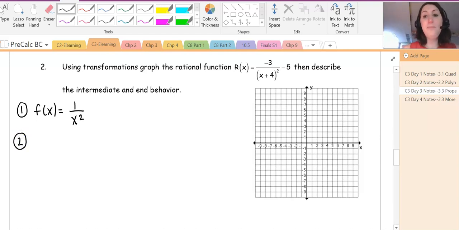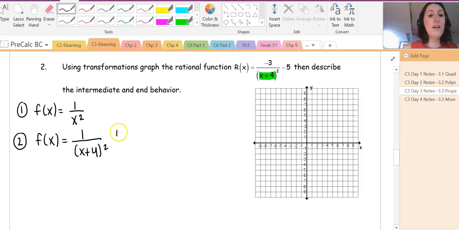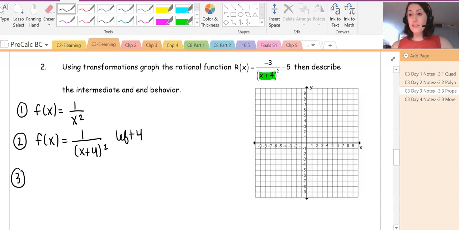Okay, step 2, think about your transformations. Our horizontal shift comes first. That's this guy right here. So that's 1 over x plus 4 squared, which is left 4. What would come next? Well, a horizontal stretch compress would come next, but that would be right next to x here. We don't have that. So next is vertical stretch compress, reflect, which is our negative 3.